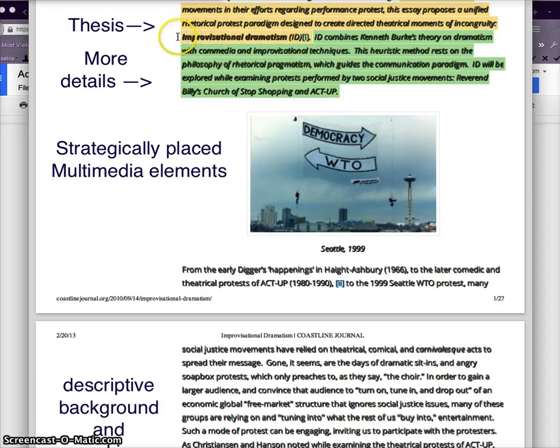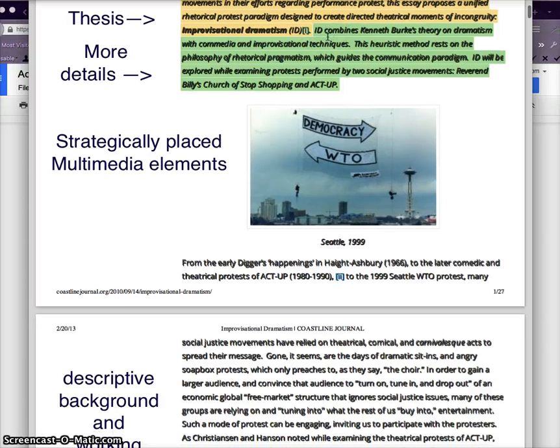ID, which is improvisational dramatism, and you see what I did here. I introduced the concept, and then I tell my reader that I'm going to use a short verbiage for that concept right afterwards. Improvisational dramatism, parentheses, capital I, capital D, and parentheses. So I'm saying that whenever I use this, that means improvisational dramatism. And once I present it this way, I could use the acronym all through my paper.